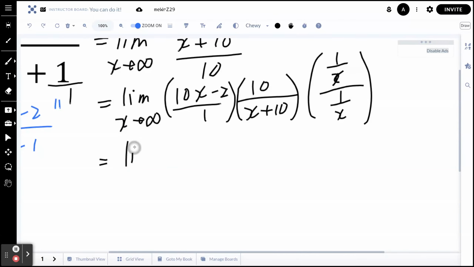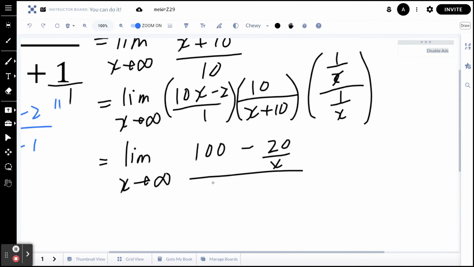And look what happens. This becomes the limit as x is approaching infinity. When you expand all this, 10 times 10 is 100. 100 times x divided by x is going to be 100 minus 20 divided by x, all over, again, x divided by x is 1 plus 10 divided by x. And now I'll put this in quotation marks.